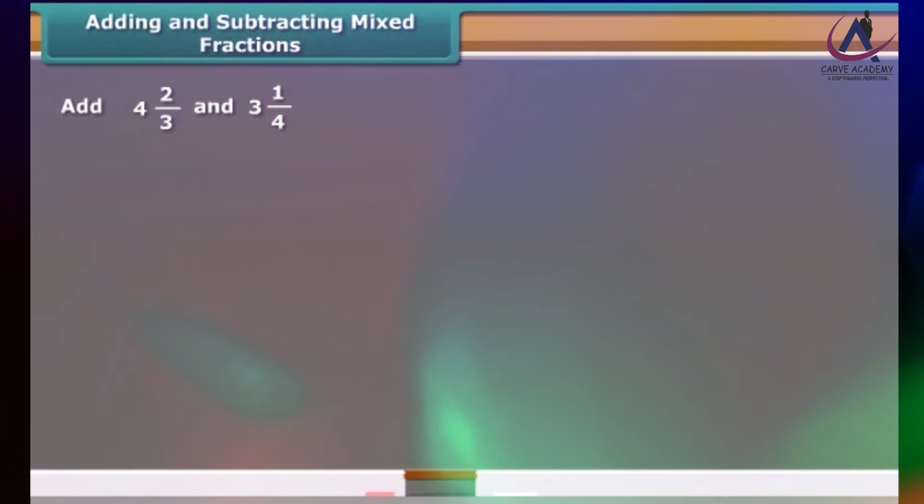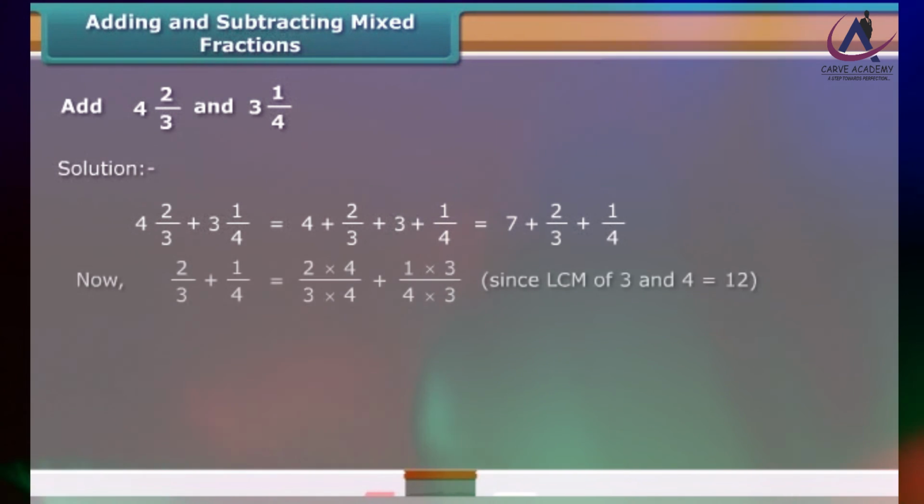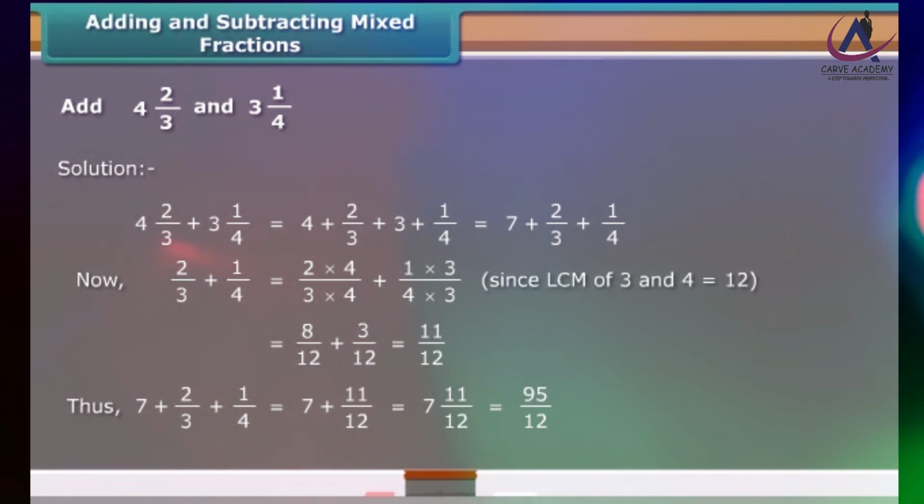Mixed fractions can be written either as a whole part plus a proper fraction or entirely as an improper fraction. One way to add or subtract mixed fractions is to do the operation separately for the whole parts, and the other way is to write the mixed fractions as improper fractions and then directly add or subtract them.